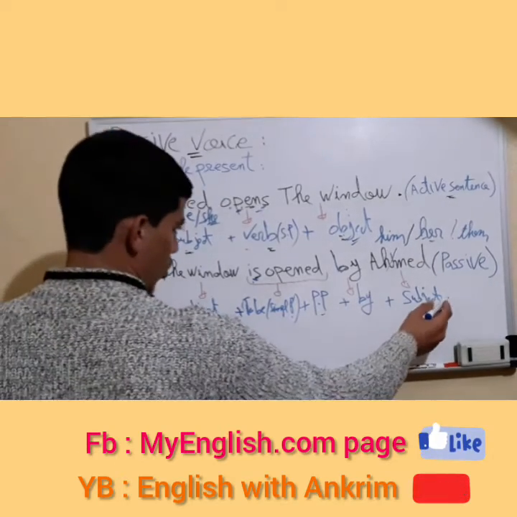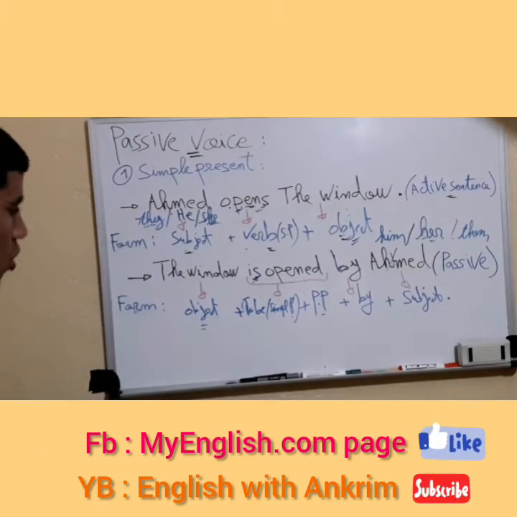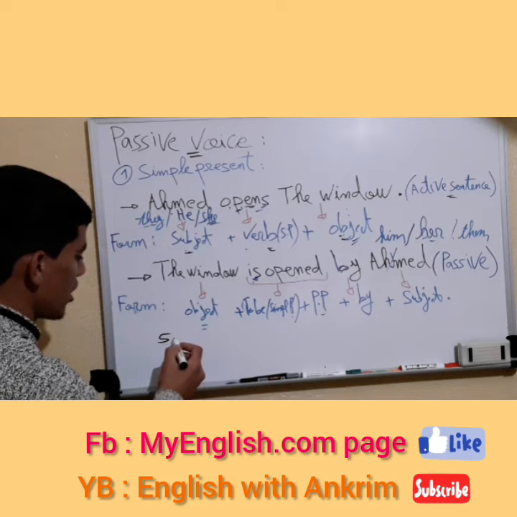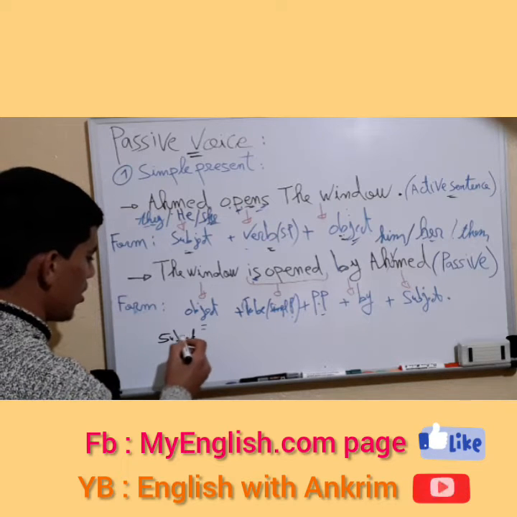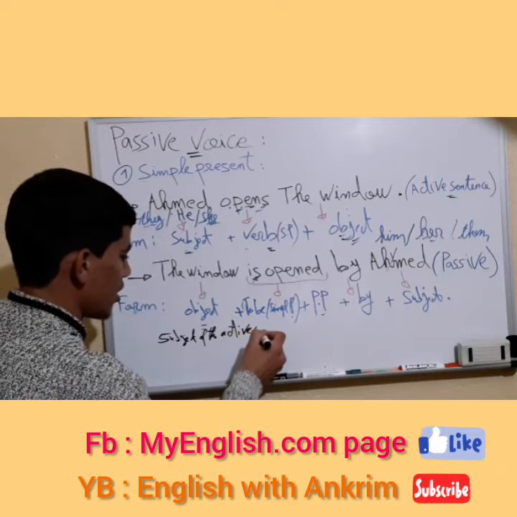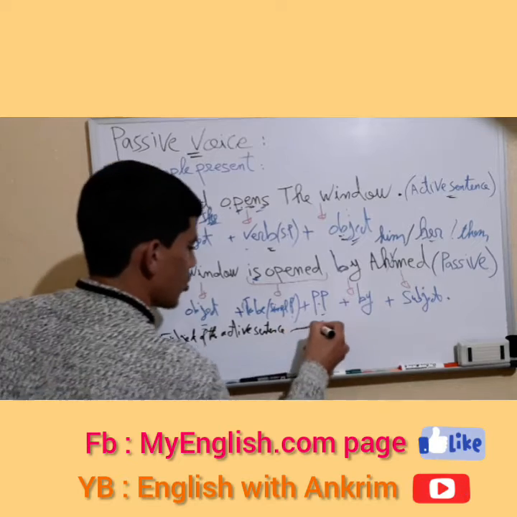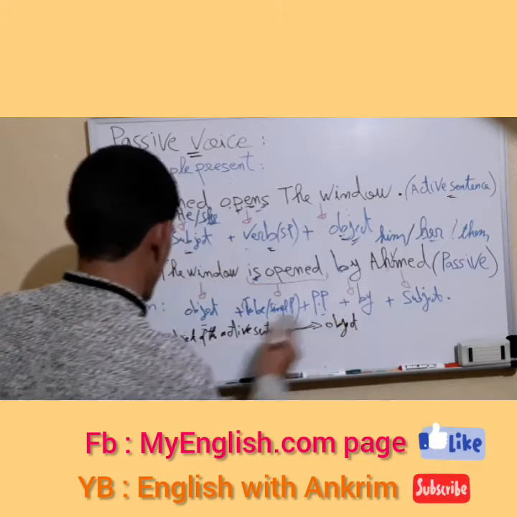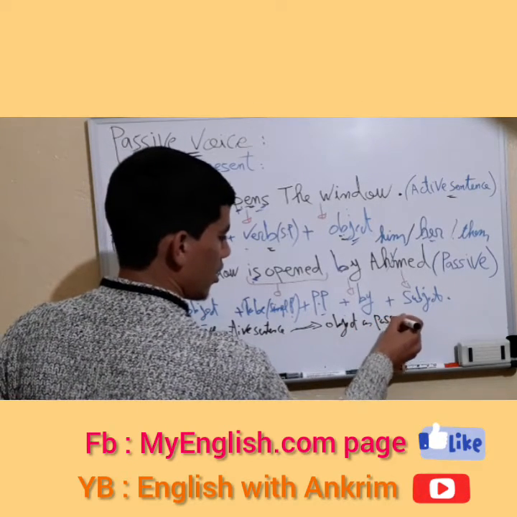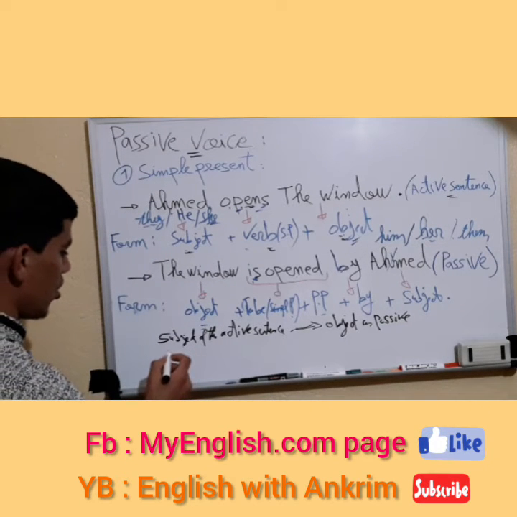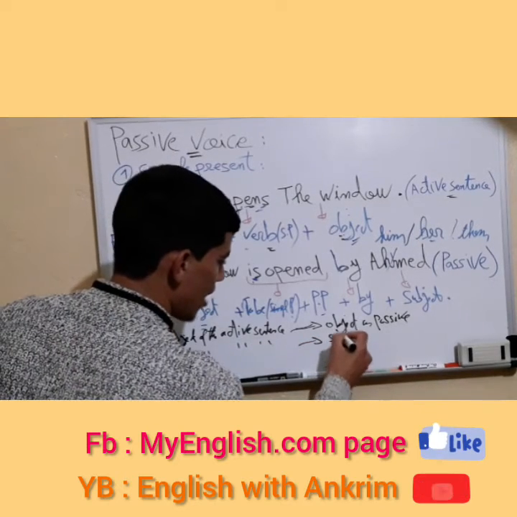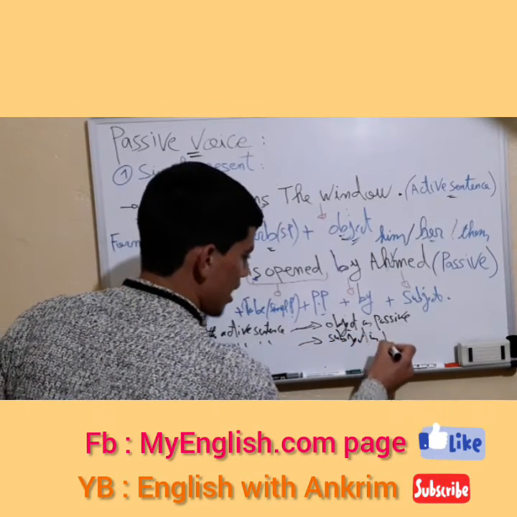Okay, so this is the rule. It's very important to know this. Okay, so it's important. So we said that the subject of the active sentence becomes what? The object. The subject of the active sentence becomes the object in the passive. And the object of the active sentence becomes the subject in the passive. Okay?